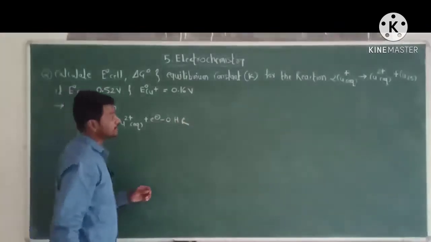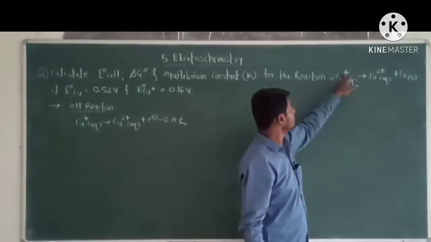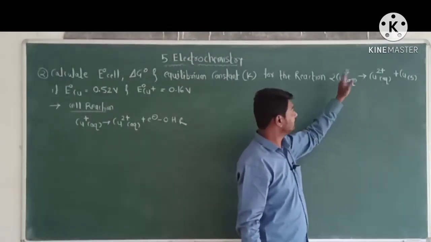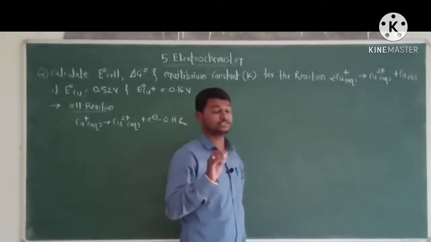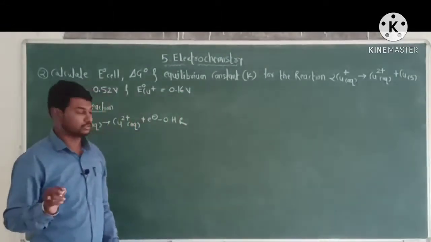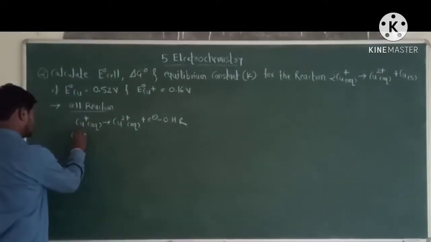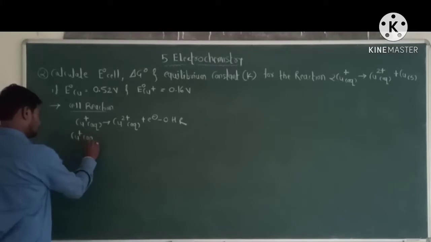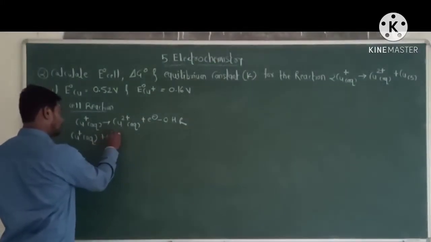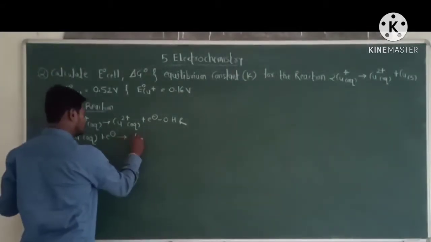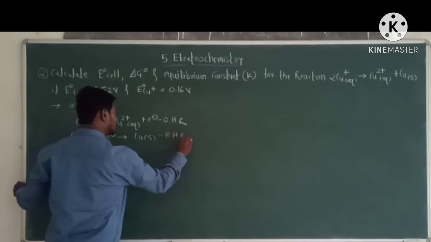Okay. Now the second Cu+ ion is reduced into Cu solid by gain of one electron. This is the reduction half reaction. The second Cu+ aqueous accepts the electron from the cathode and is reduced into Cu solid. This is the reduction half reaction.